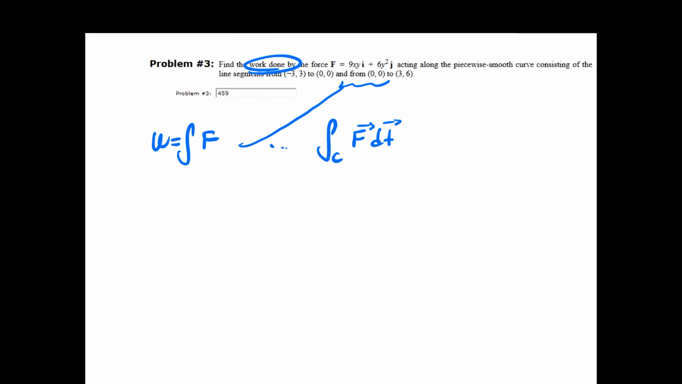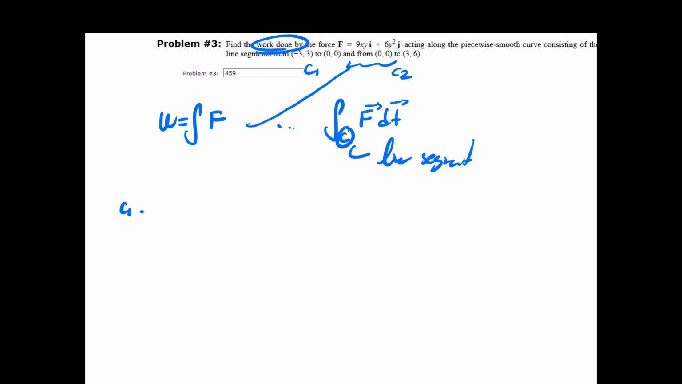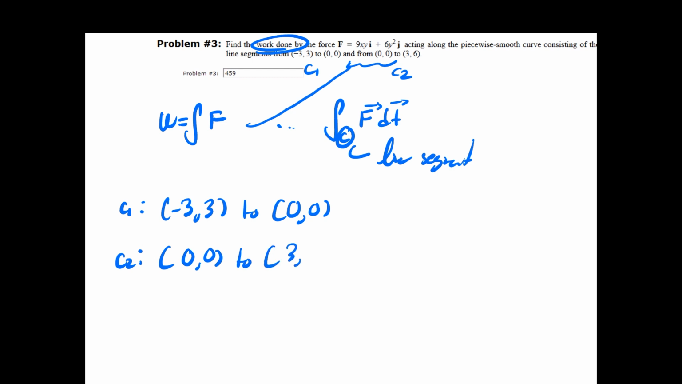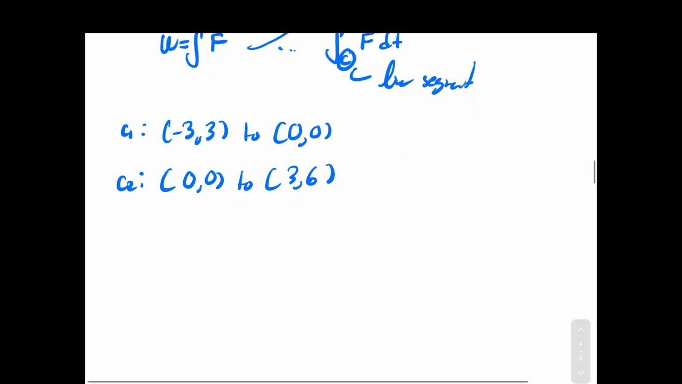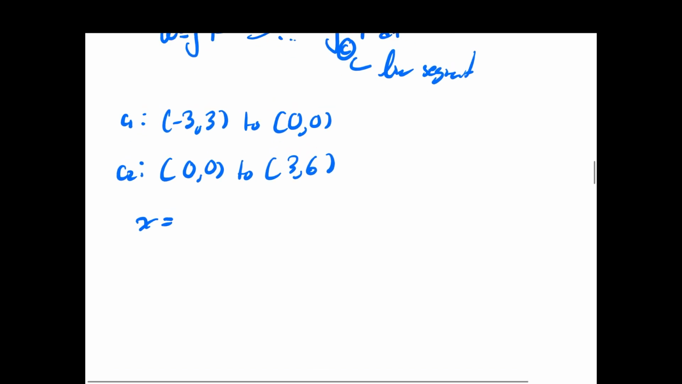So our c is what? Our c is our line segment, because all of these points are producing a line of some kind that spans from one to the other. So we have 2 line segments, C1 and C2. To clarify, the C1 line segment goes from (-3, 3) to (0, 0), and C2 goes from (0, 0) to (3, 6). Now, because it's a line segment, we can create a function that represents the line.